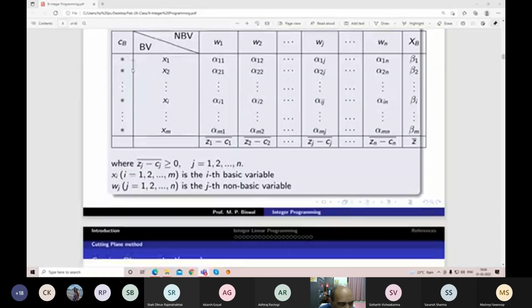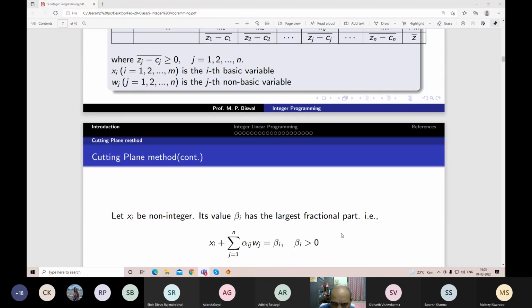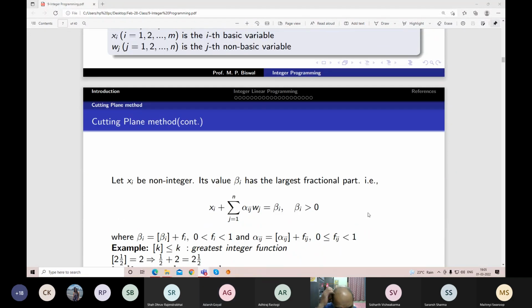Now we are assuming xi is a non-integer and it has the largest fractional part, so we have selected beta i. With respect to beta i, xi plus summation over j varying from 1 to n, alpha ij yj equal to beta i. Whatever I am discussing is there in the book by H.A. Taha. Okay, the Taha book you have.